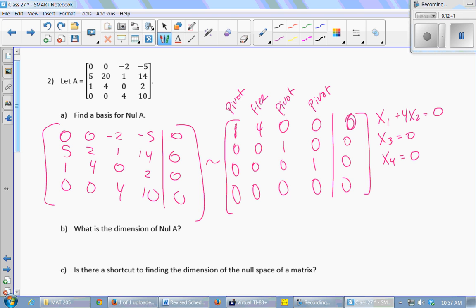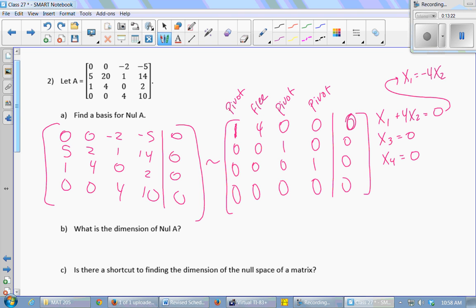Then I take each equation that's not explicitly defined and solve it in terms of the free variables. So this one I would rewrite as x1 is negative 4 x2. If I were to write this solution in parametric vector form, the vectors form a basis for the null space. One free variable, so this is one dimension. The dimension of the null space of A would be 1.